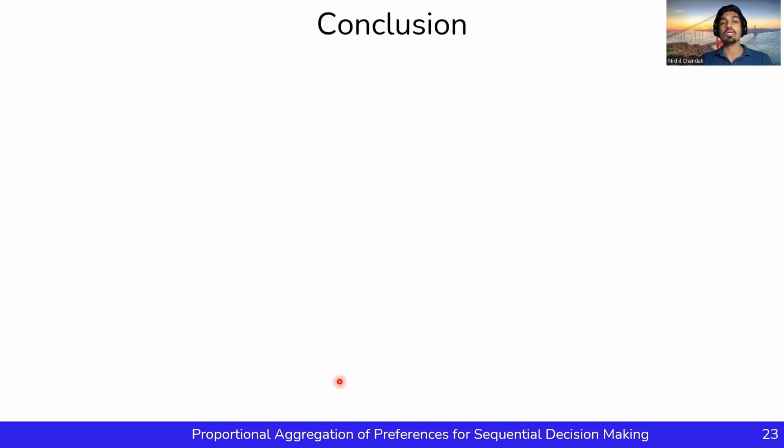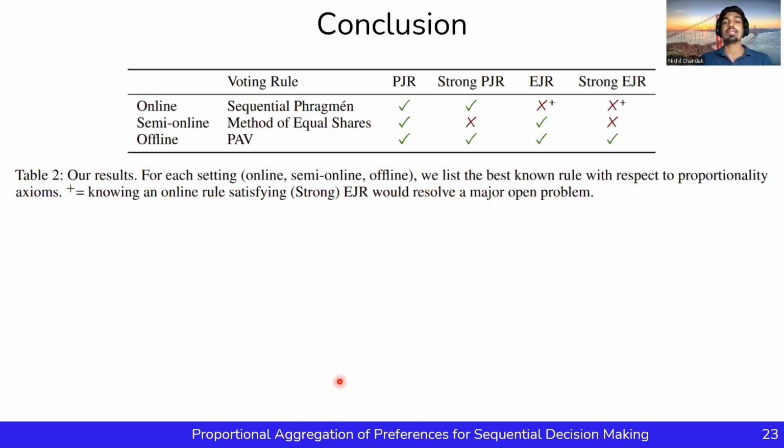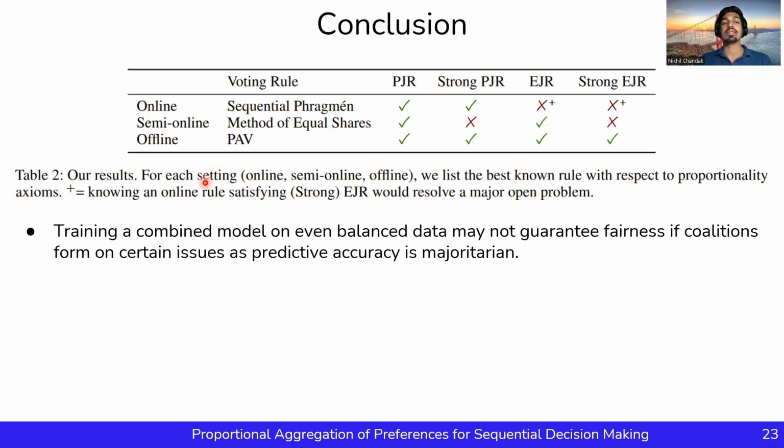To conclude, here is a table summarizing our key theoretical results across different settings. Further, the main takeaway from our experiments is that training a combined model on even balanced data may not guarantee fairness because correlations may exist, and the underlying model by nature optimizes for predictive accuracy, which is inherently majoritarian.